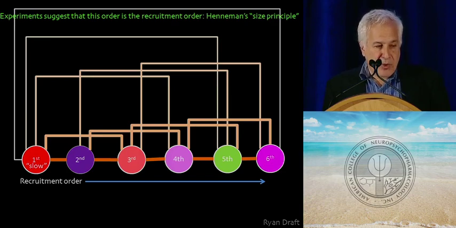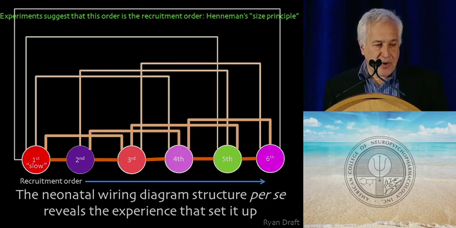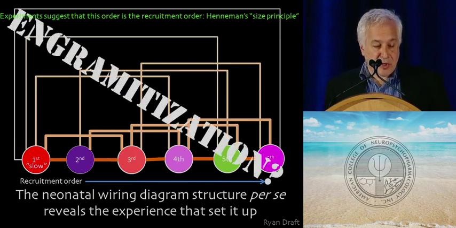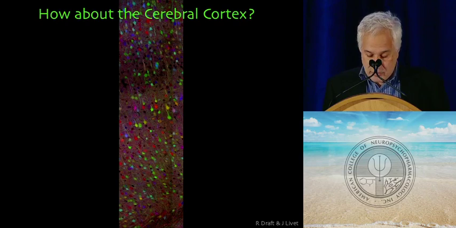Well, once you know the relation between the wiring diagram and the function, you can say that the wiring diagram per se, its structure, reveals the experience that set it up. Probably that neurons that are firing next to each other in this recruitment order are remaining connected to each other more long than neurons whose firing patterns are very different. And that means we've decoded a wiring diagram so that now when we look at the wiring diagram, we can infer the experience that set it up. And that indeed would be engrammatization, although in a part of the muscle, a part of the body that none of you care about, which is muscle. You all want to know about the cerebral cortex.